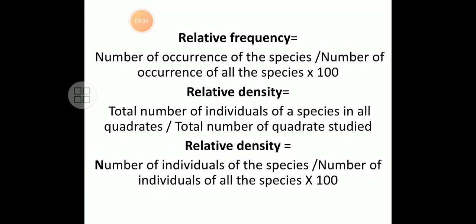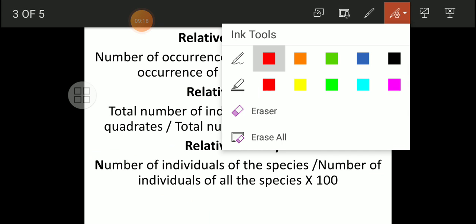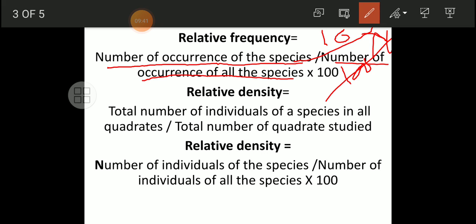That is the percentage frequency we can calculate. Now, another we can calculate is the relative frequency. The formula is the number of occurrences of the species, divided by the number of occurrences of all the species. So suppose the number of occurrences of the species is 10. The occurrence of all the species may be more than 10, say 100, multiplied by 100. So 10 in 100 is the relative frequency of that specific single species. I am giving you an idea of all this.